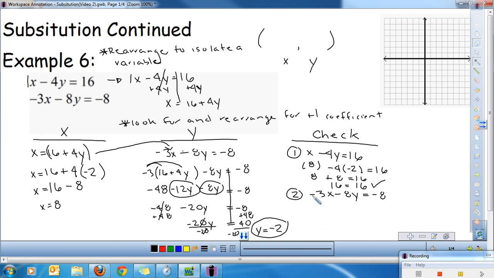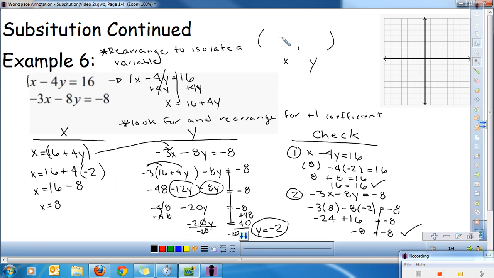It works. Let's check with our second equation. I have a negative 3 times x, which I think is 8, minus 8 times negative 2. Negative 3 times 8 is negative 24. Negative 8 times a negative 2 is a positive 16. And negative 24 plus 16 is negative 8. Does negative 8 equal negative 8? Yes. The check works. I checked it in both equations.